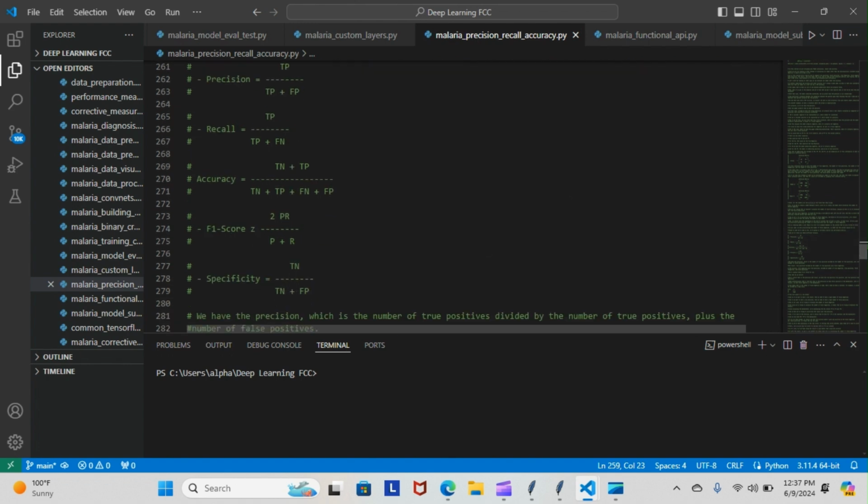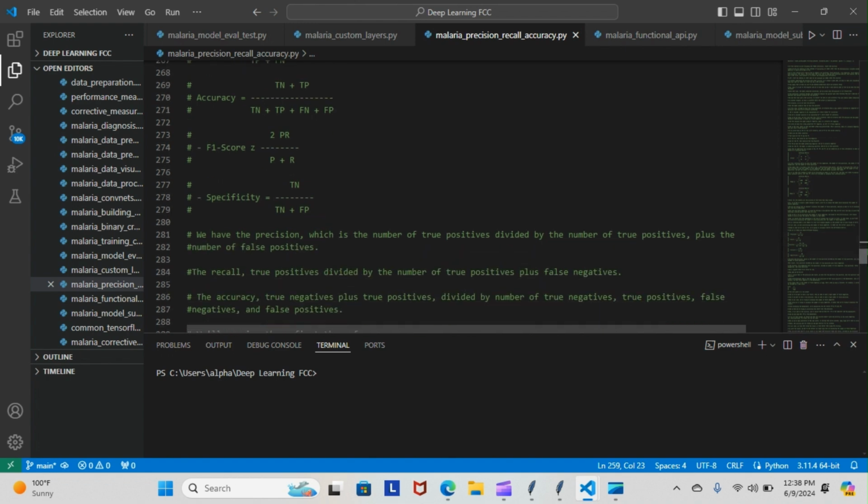And for the F1 score, we have two times the precision times the recall divided by the precision plus the recall. And for specificity, we have the true negative divided by the true negative plus the false positive. And we're just going to explain that right here underneath.